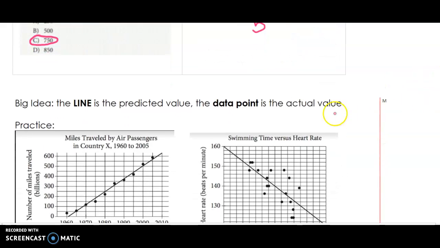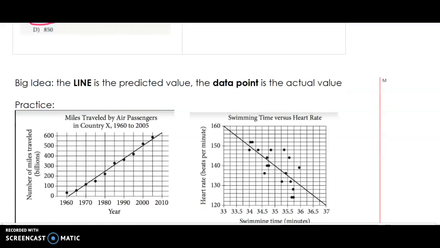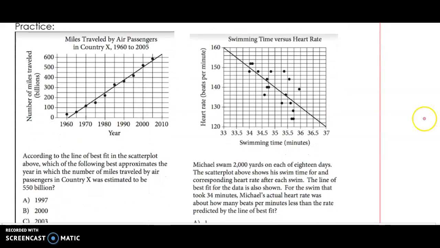What you'll notice, and I want to stamp it before we move on to you trying some problems on your own, is that the big idea with these types of scatter plots is that the line of best fit is the predicted value, and the data point that's graphed is the actual value. And so we've done a couple problems together.